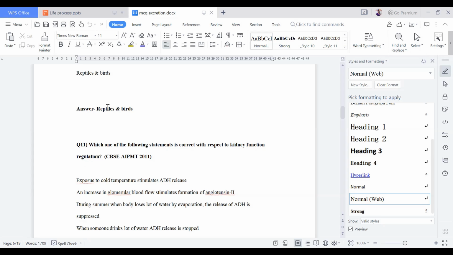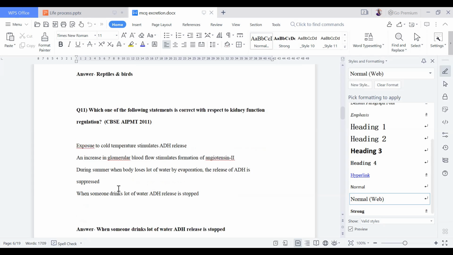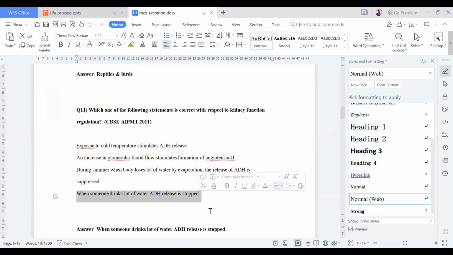Ma'am, C. Option C. When body loses water. Okay. Fine. So the right answer is when someone drinks a lot of water, ADH release will be stopped.